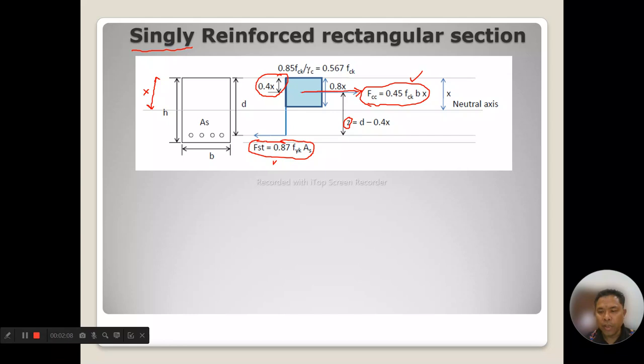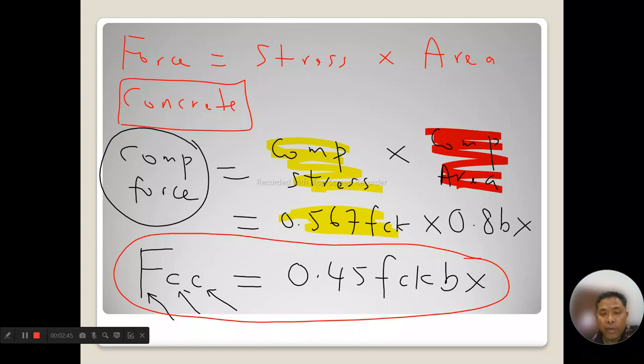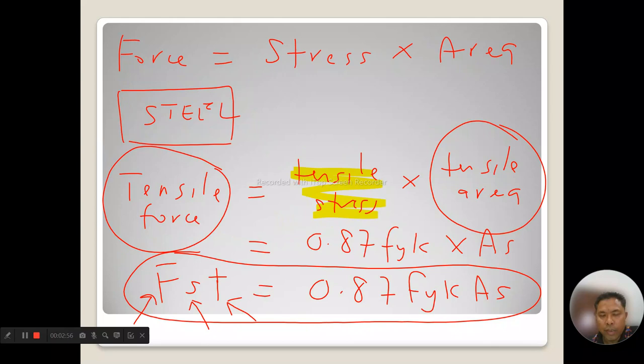After we consider the equilibrium of the forces, remember that the force in tension in the steel must be equal to the force in compression in the concrete. So that's why you get this equation. After you substitute the corresponding equations for FST and FCC, at the end of the day you will get the expression to find the neutral axis depth of the singly reinforced section. This is the derivation of the force in compression in concrete, FCC. The same goes for obtaining the force in steel in tensile mode, which is given by this.